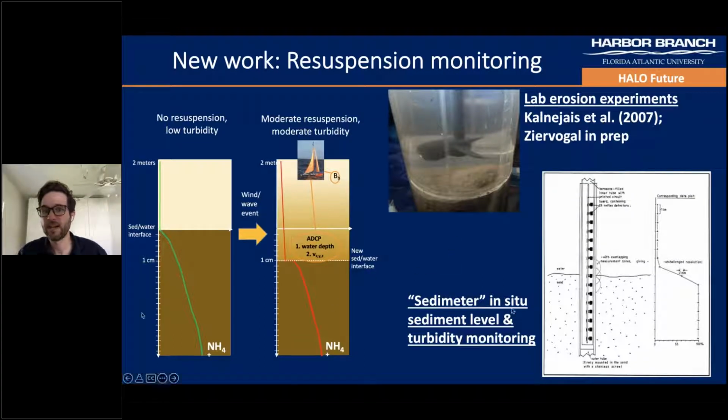We're also trying a new system if FedEx clears customs in time for Friday. Don't get me started. It's called a sedimeter. It's basically a bunch of turbidity sensors, and you install it in the sediments, and it monitors the water depth over time. So I just found this on social media recently, and it's so cool because it's something that I've been wanting to design for a long time, and it's actually already been made. So we're going to try to monitor resuspension in situ using this.